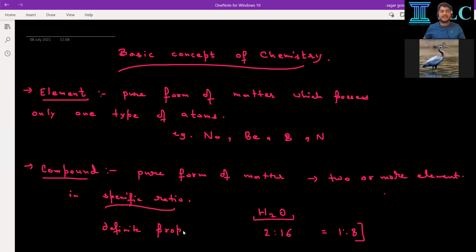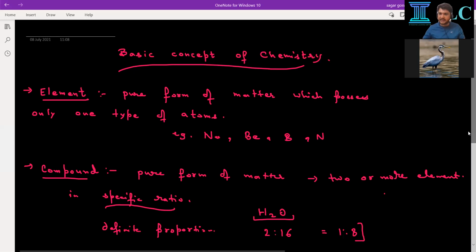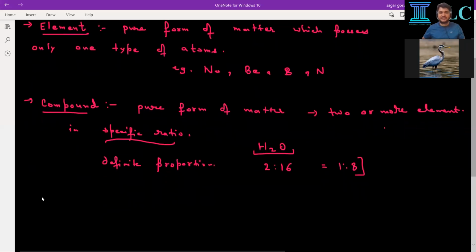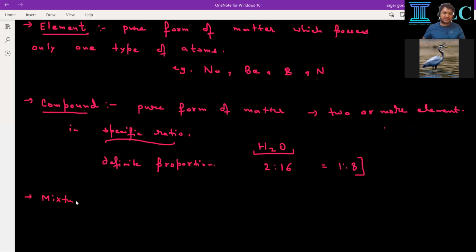But if it is random, Vishnu, if you are just putting things in randomly and adding them, then it becomes a mixture. So a mixture is something in which there is no specific ratio. You are just adding things randomly. So it is the impure form of matter, because it contains things randomly. There is no fixed ratio, and it can contain more than one element as well.